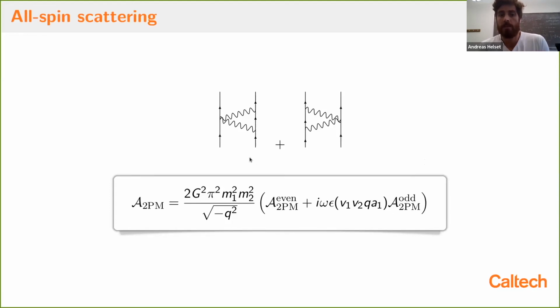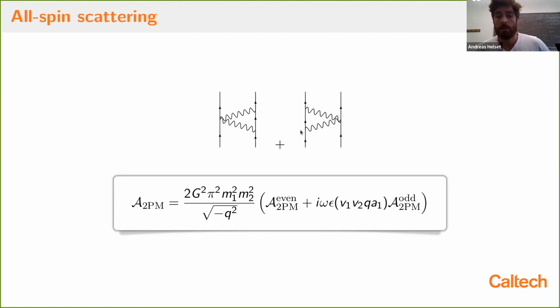So at next to leading order, it turns out that the relevant topologies are these triangle topologies here. These are not Feynman diagrams, but they are unitarity cuts. So each vertex is its own scattering amplitude, and all these propagators can be put on shell to extract that.